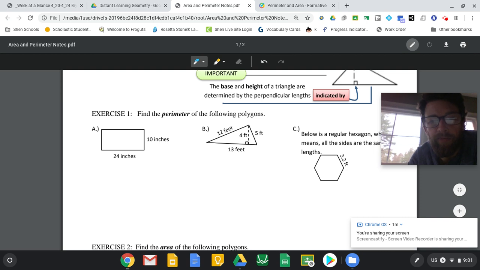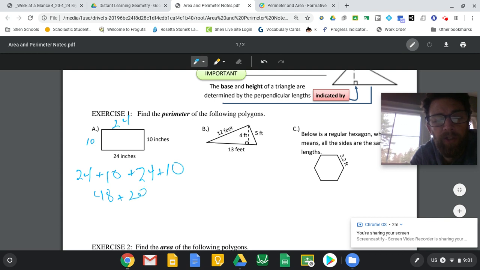Exercise 1, find the perimeter of the following polygons. A lot of kids would have just said 24 plus 10 because you're supposed to add up all the sides, but those aren't all the sides. A rectangle clearly has 4 sides. So you're going to have to add another 24 and another 10 into that. There you go. So 24 and 24 is 48. 10 and 10 are 20. So you got yourself 68.